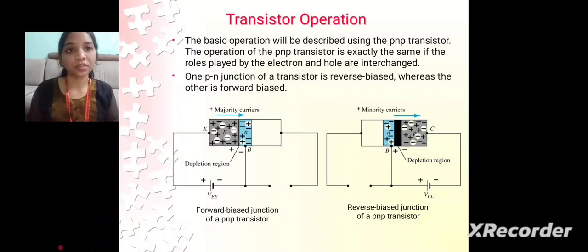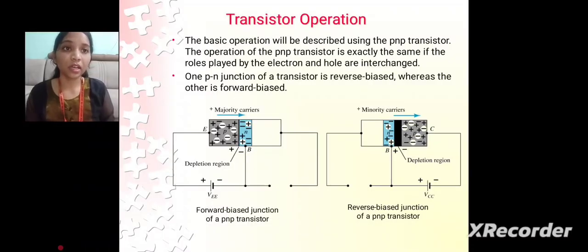Transistor operation. The basic operation will be described using the PNP transistor. The operation of the NPN transistor is exactly the same if the roles played by the electron and hole are interchanged. One PN junction of a transistor is reverse biased, whereas the other is forward biased. Here we can see both the forward biased junction and the reverse biased junction of the PNP transistor.